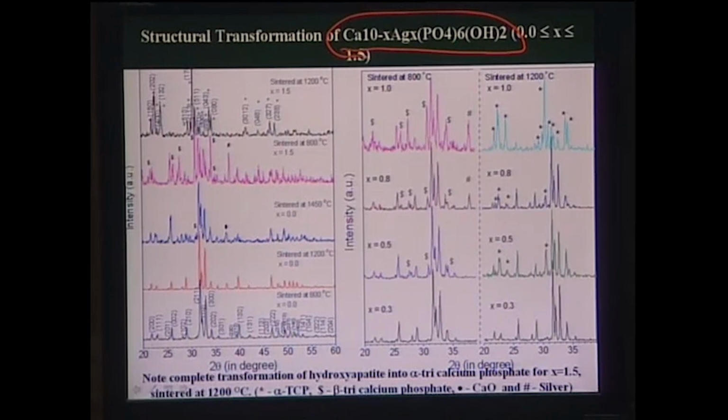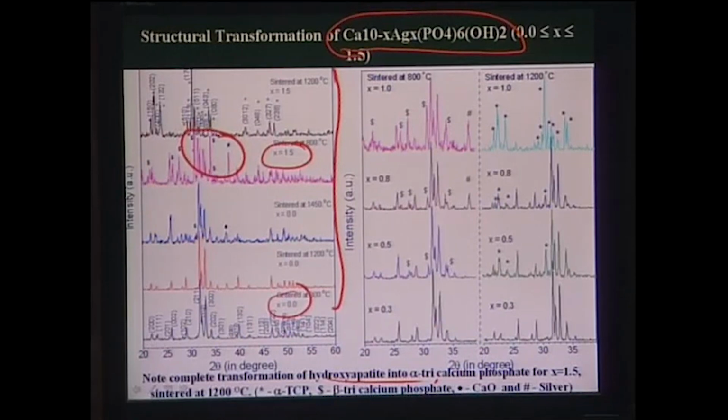Now, when we sintered at 800 to 1200 degrees Celsius, what you notice is that at x is equal to 0 and at 800, x is equal to 1.5, you can see that there is beta tricalcium phosphate at 1200, x is equal to 1.5. So, when the substitution level, which is denoted by x, is 1.5, you can form a lot of beta tricalcium phosphate.